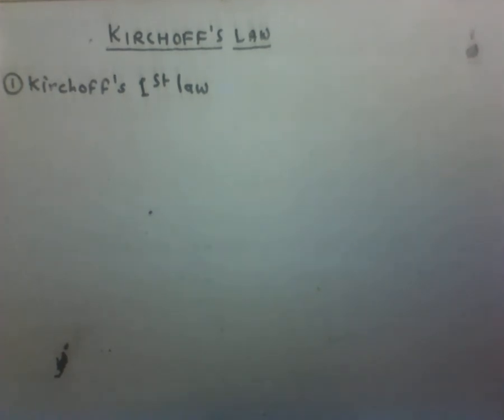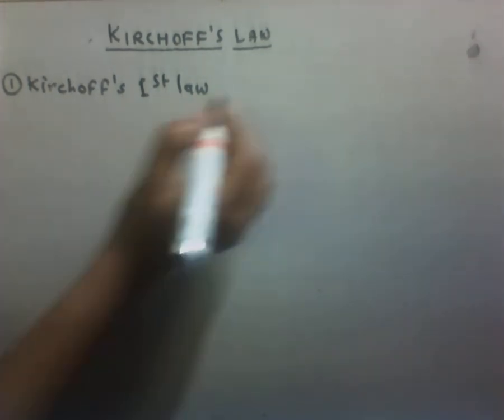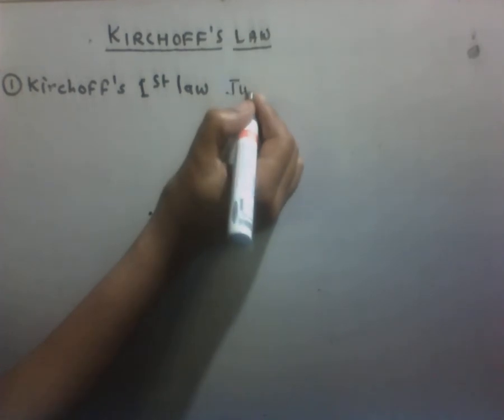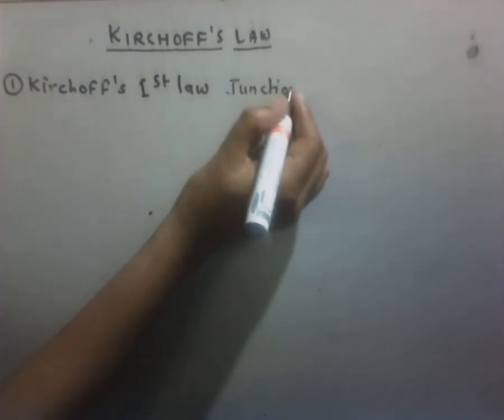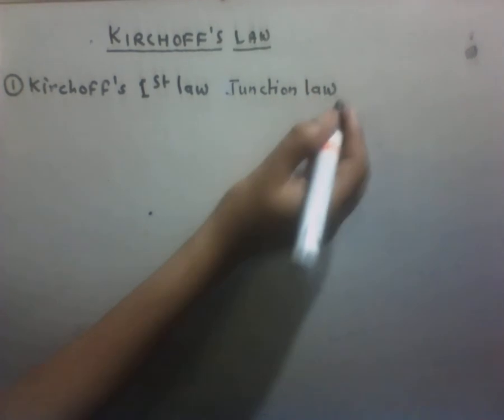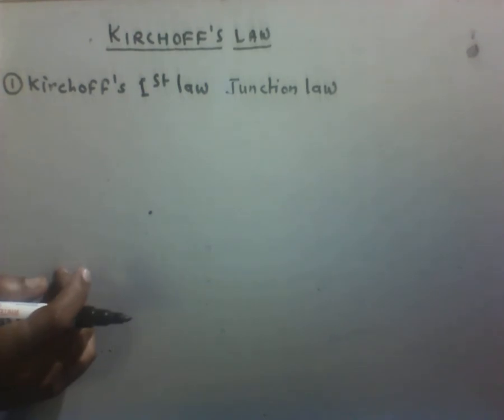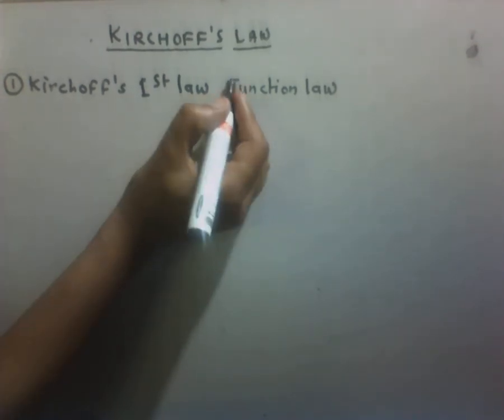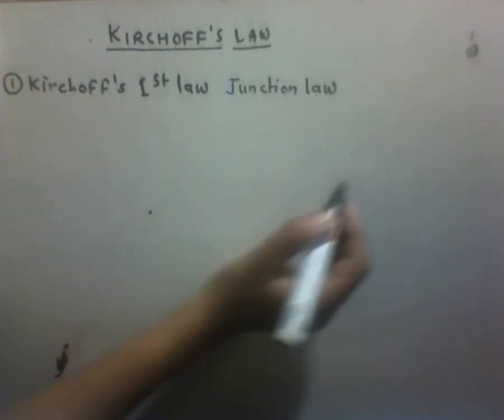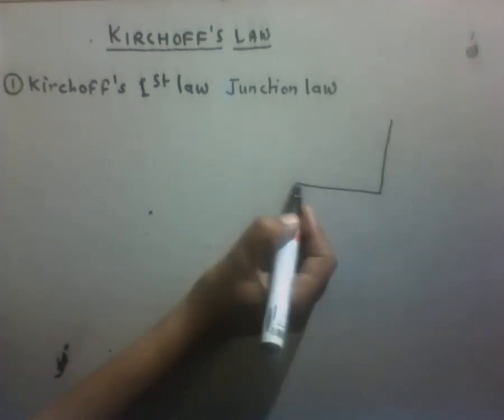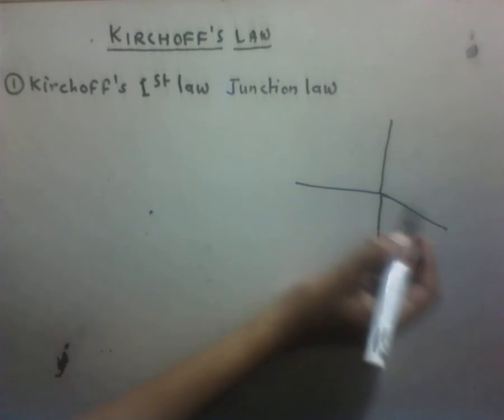This is also called the junction rule, or junction law. Kirchhoff states that in an electric circuit, the algebraic sum of the currents meeting at any junction in the circuit is 0. Means, suppose it is a junction.